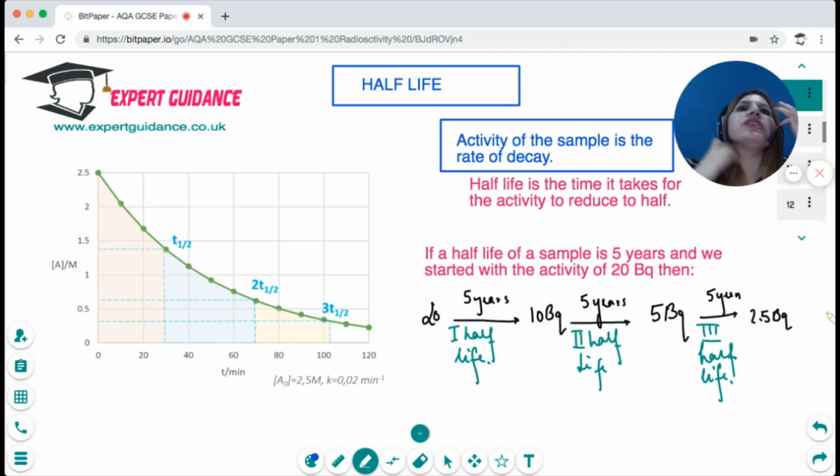Now every radioactive element shows decay. The number of decays per second is called the activity. So the activity of the sample is the rate of decay. Now, the time it takes for the activity to fall to half is known as the half-life.